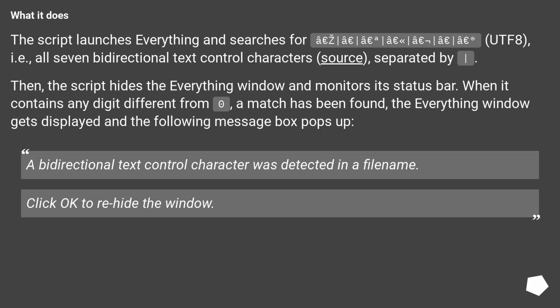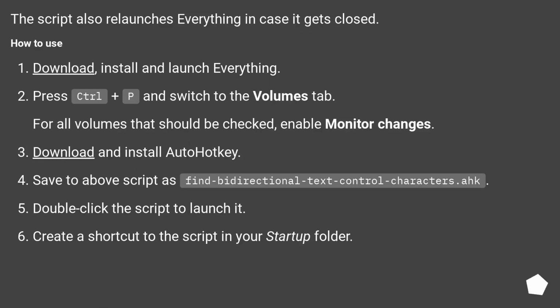The Everything window gets displayed and the following message box pops up: a bidirectional text control character was detected in a file name. Click OK to rehide the window. The script also relaunches Everything in case it gets closed.